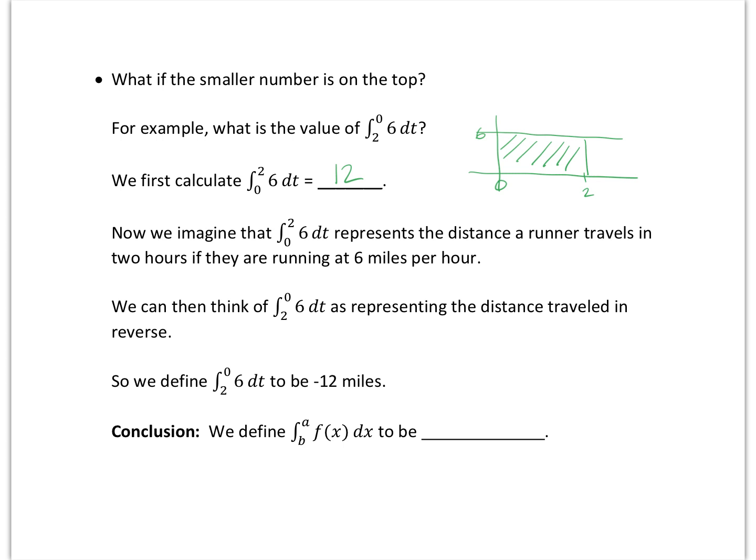Now we imagine that the integral from 0 to 2 of 6 dt represents the distance a runner travels in 2 hours if they're running at 6 miles per hour. And we can think of the integral from 2 to 0 of 6 dt as representing the distance traveled in reverse. So they would have gone 12 miles to the left, right? So the integral from 2 to 0 of 6 dt would be negative 12 miles. So in conclusion, we define the integral from b to a of f of x dx to be the opposite of the integral from a to b of f of x dx.